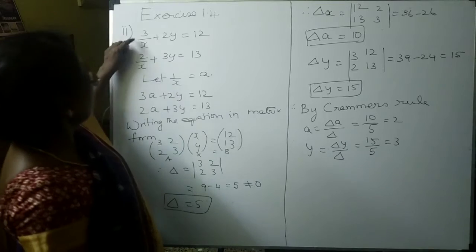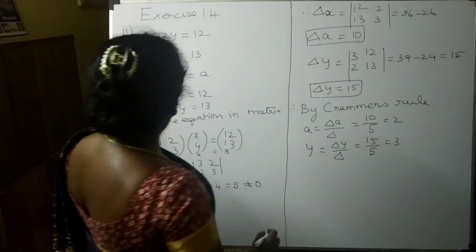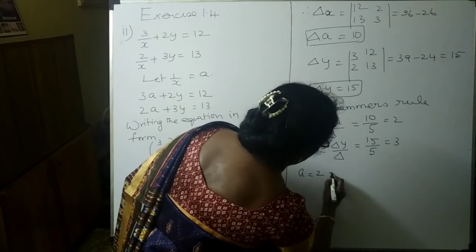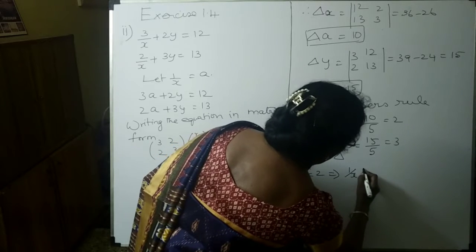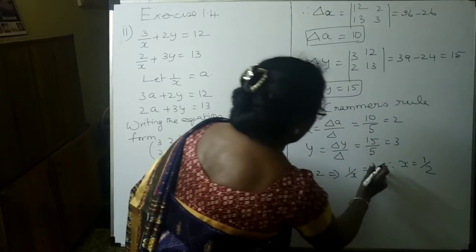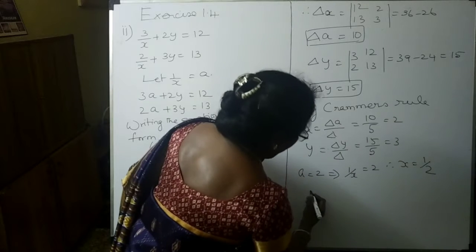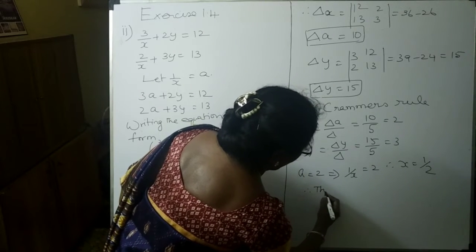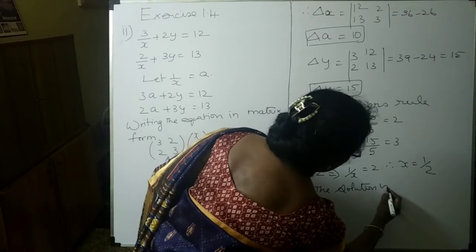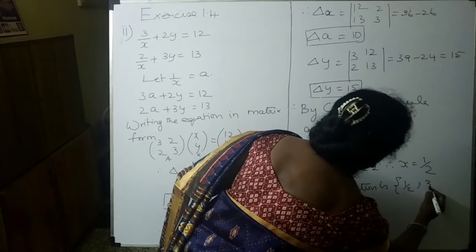Now our question is in X and Y. So now convert this, change this A back. A is equal to 1 by X. So A is equal to 2 gives you 1 by X is equal to 2. Therefore X is equal to 1 by 2. Cross multiply, 2X is equal to 1. So X is equal to half. So Y is equal to 3. Therefore the solution is X is equal to half and Y is equal to 3.